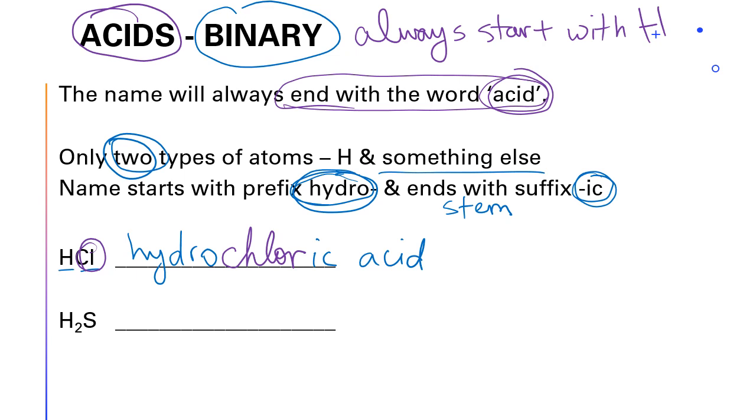Our next one, we know this is binary because there's two elements, hydrogen and sulfur. So two types of things. Since it's binary, it starts with hydro. And then we look at the stem, sulfur. For sulfur, the stem is just sulfur, ic acid. So that's hydrosulfuric acid for the binary H2S.